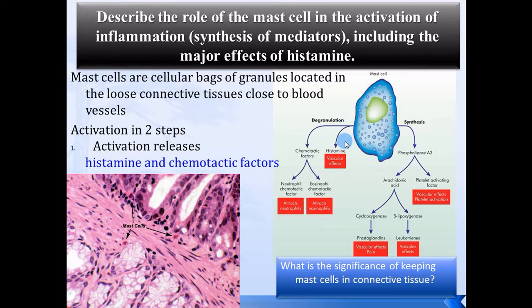One of the most important chemicals is called histamine. The histamine comes out and it causes vascular reactions. It causes vasodilation and smooth muscle contraction. I'll show you some pictures of that in the next slide. But you're familiar with histamine. It's usually associated with allergies.